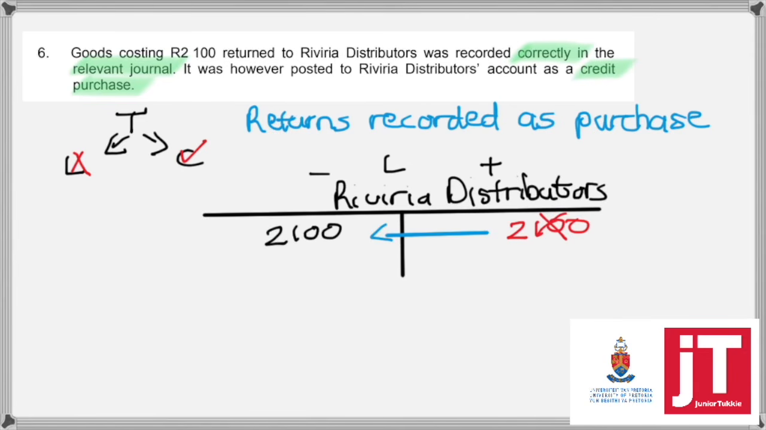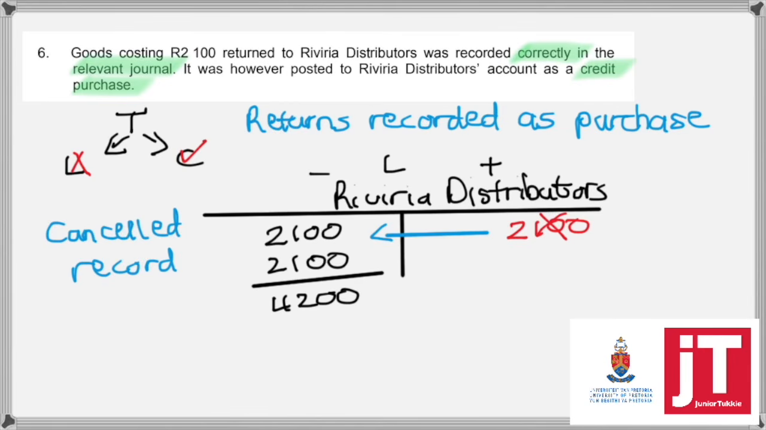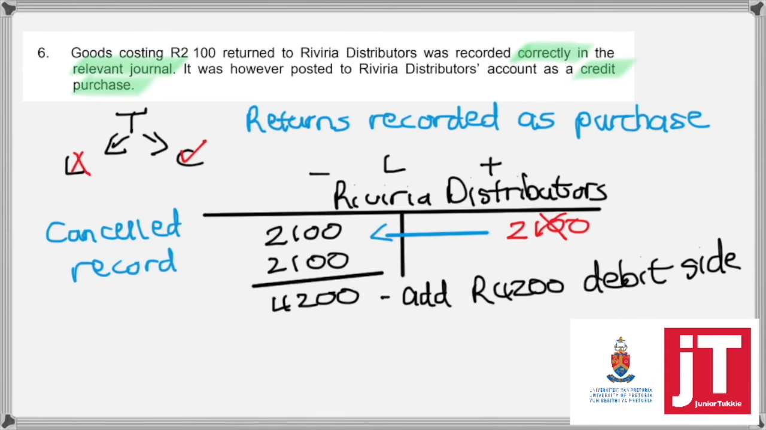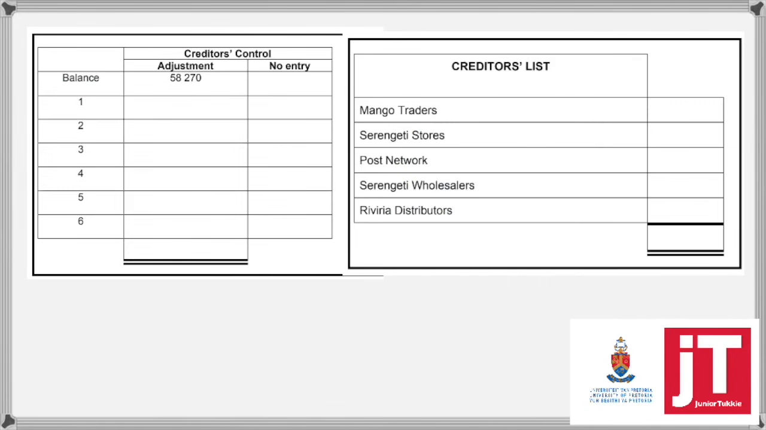So to correct this, we need to debit the Rivera Distributors account. But by debiting the account, we've only cancelled that 2,100. We still need to show that 2,100 worth of goods were returned to our supplier. So we still need to record the transaction. This means on the debit side, we must add 4,200. And a reminder why: number 1, we need to cancel the transaction, and number 2, we still need to record the transaction. This will now have a negative effect on the balance.